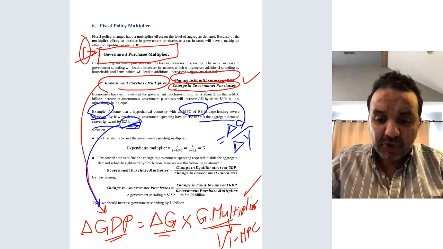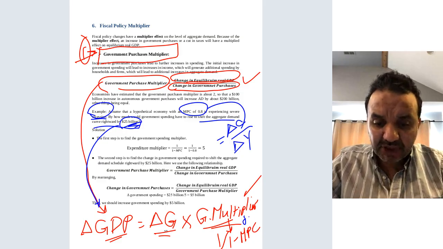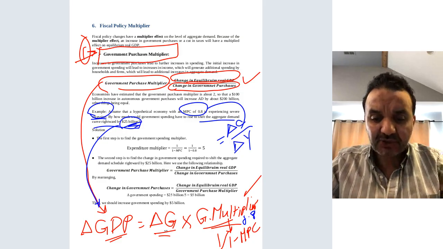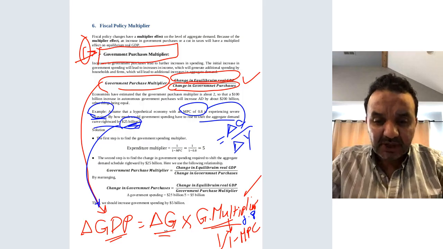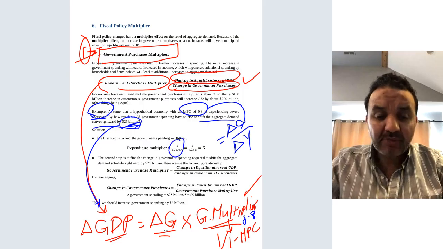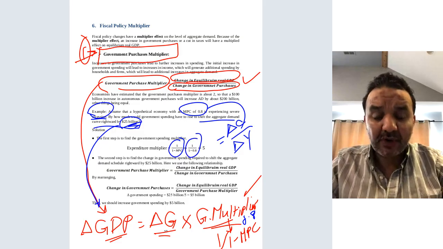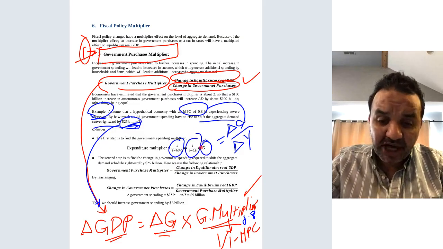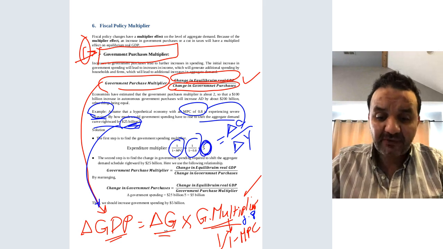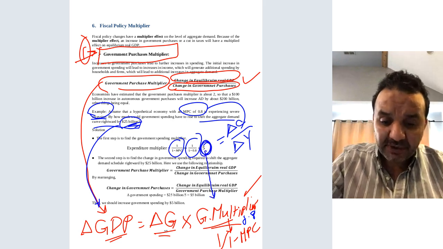Okay, so we need first to find out the government multiplier. I give you the MPC, so MPC equals 0.8. Just plug the numbers into the formula here. So 1 over 1 minus MPC, which is 1 over 1 minus 0.8. So the government spending multiplier equals 5. Okay, so let's put 5 here. So this is 5.